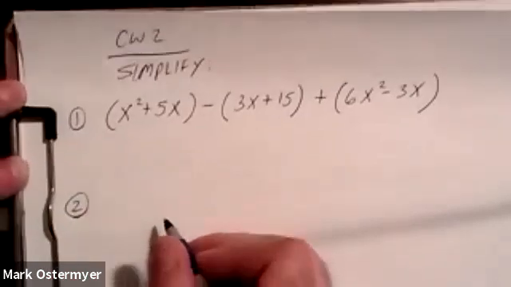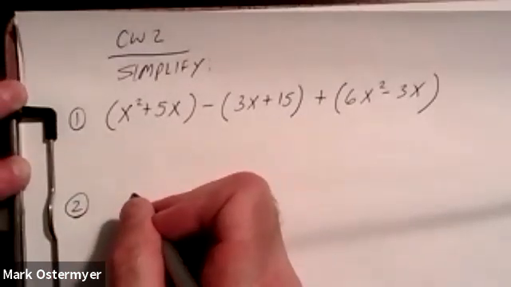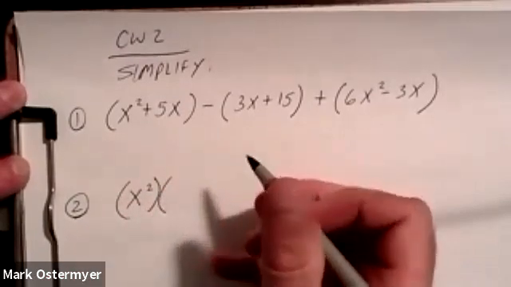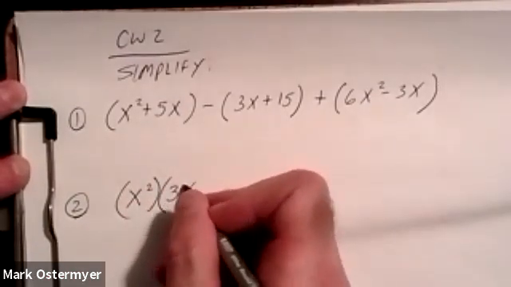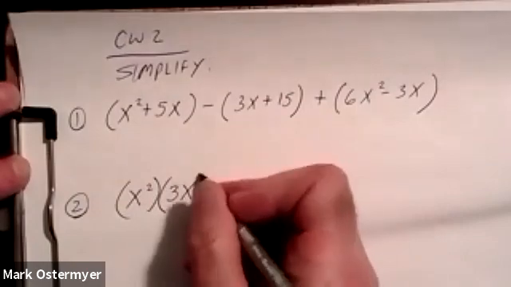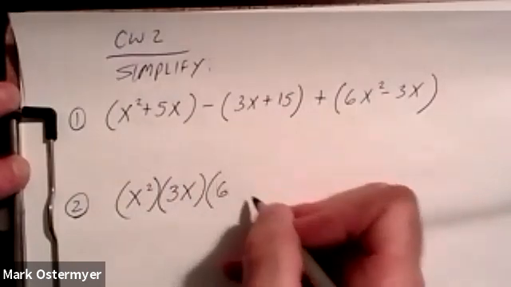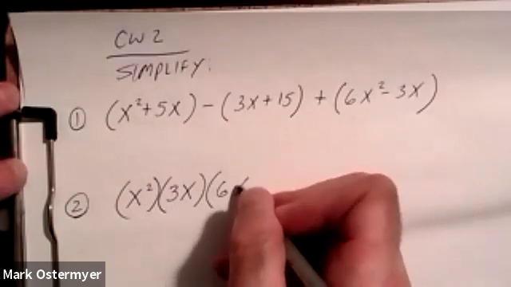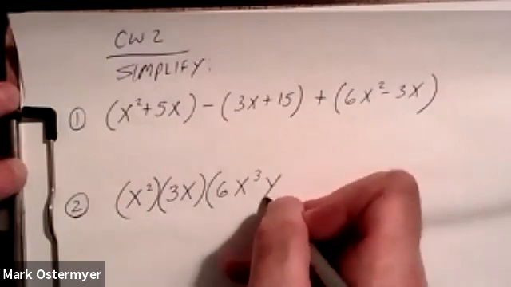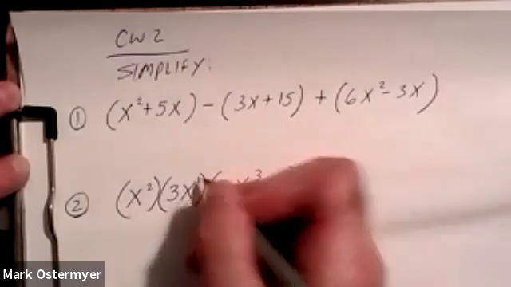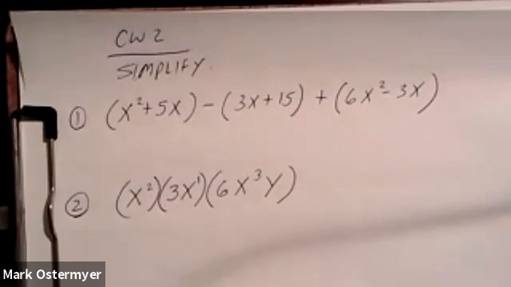And problem number 2, I want you to take x squared, multiply it by 3x, and multiply that by 6x cubed y. Okay, so classwork number 2.